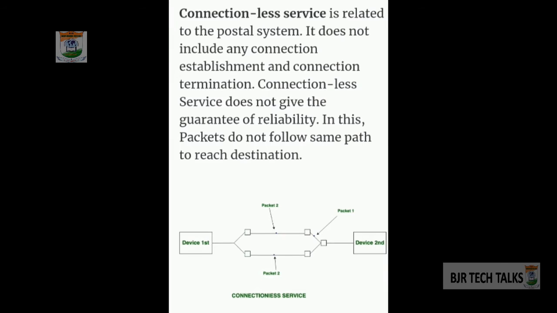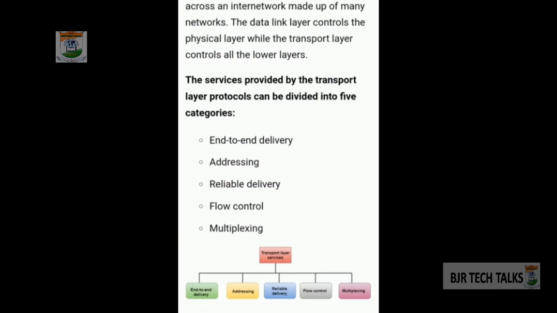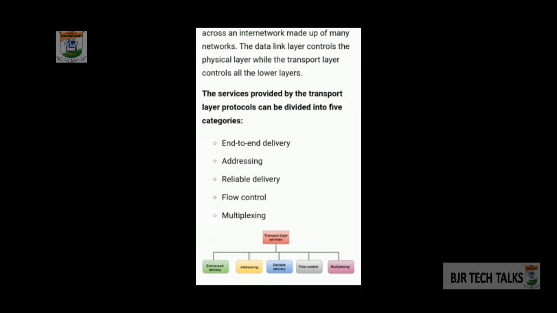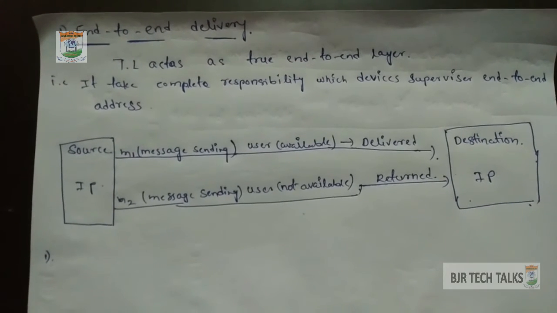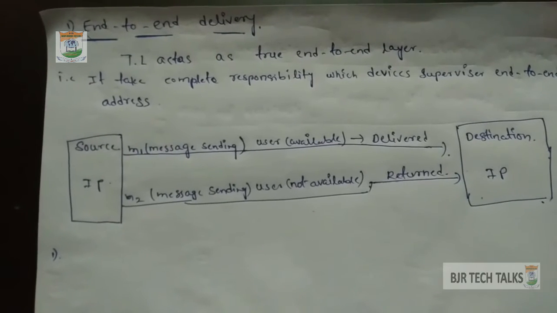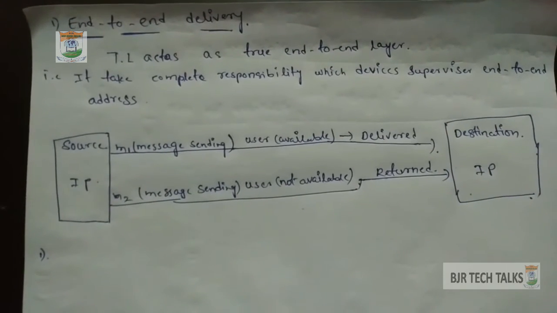Now let us see what the transport layer services are. The first one is end-to-end delivery. Second one is addressing. Third one is reliable delivery. Fourth one is flow control. And fifth one is multiplexing. Now we are discussing end-to-end delivery. The transport layer acts as a true end-to-end layer.